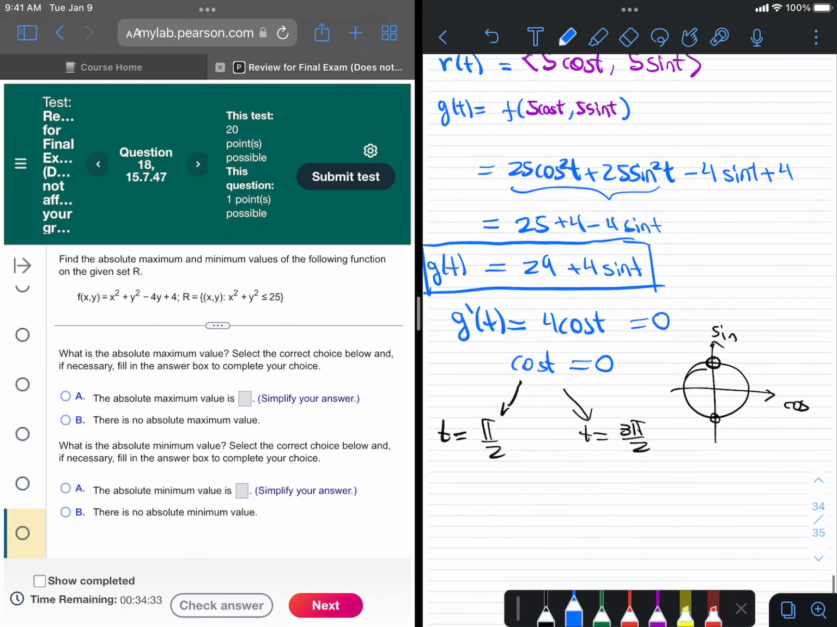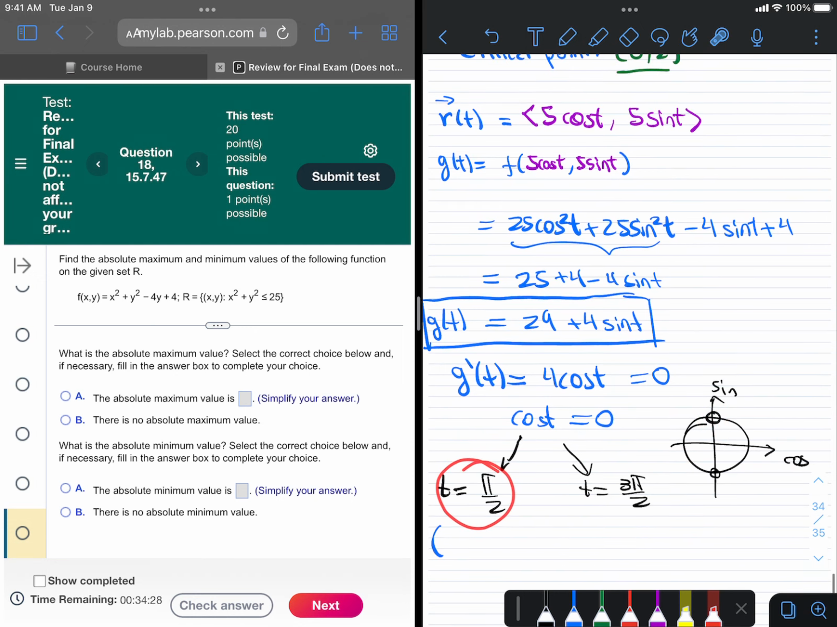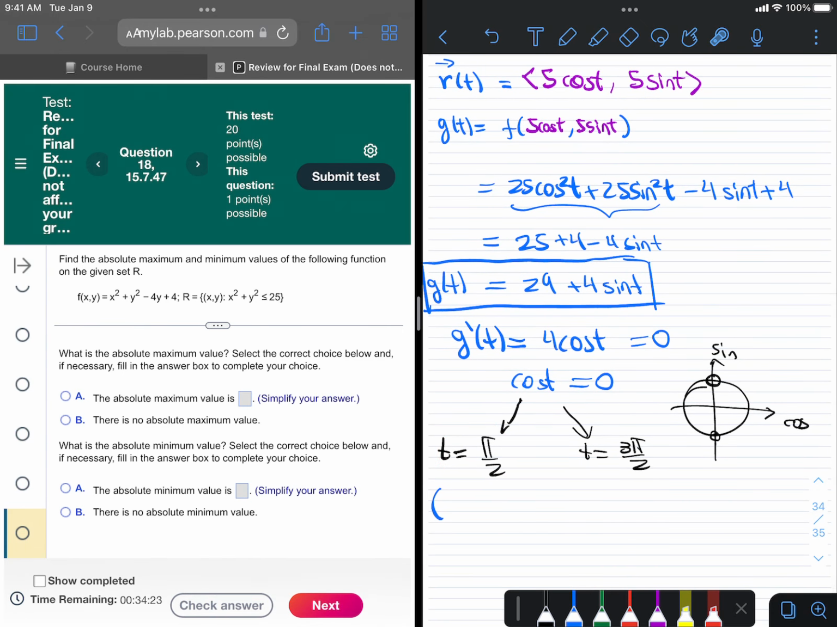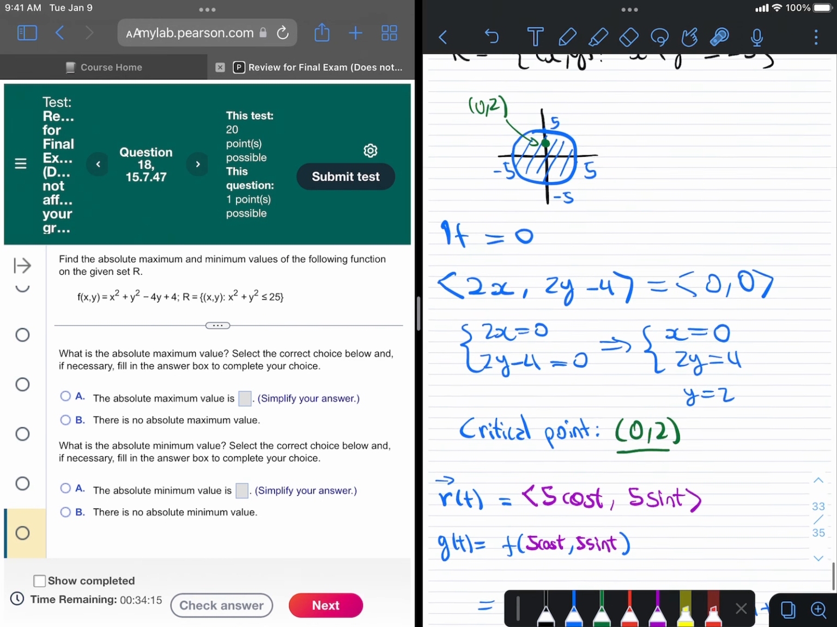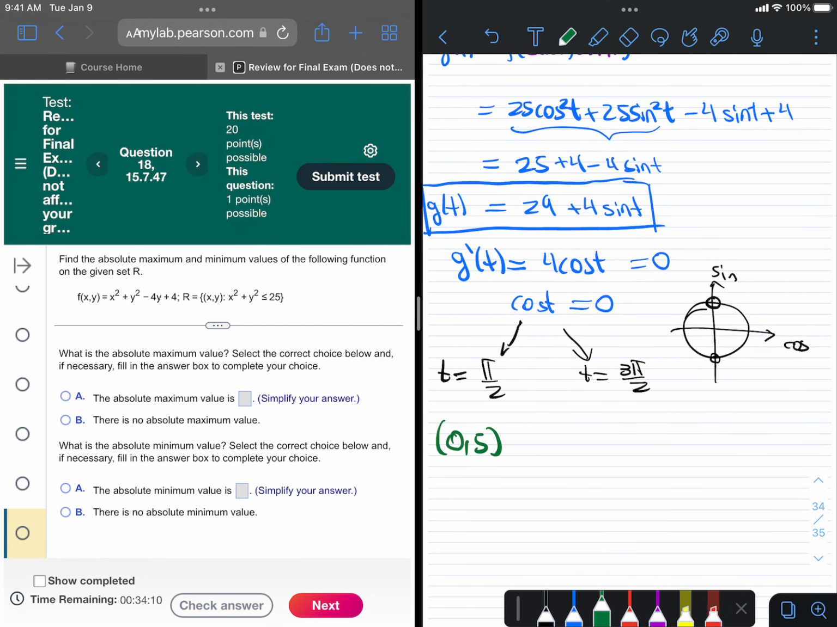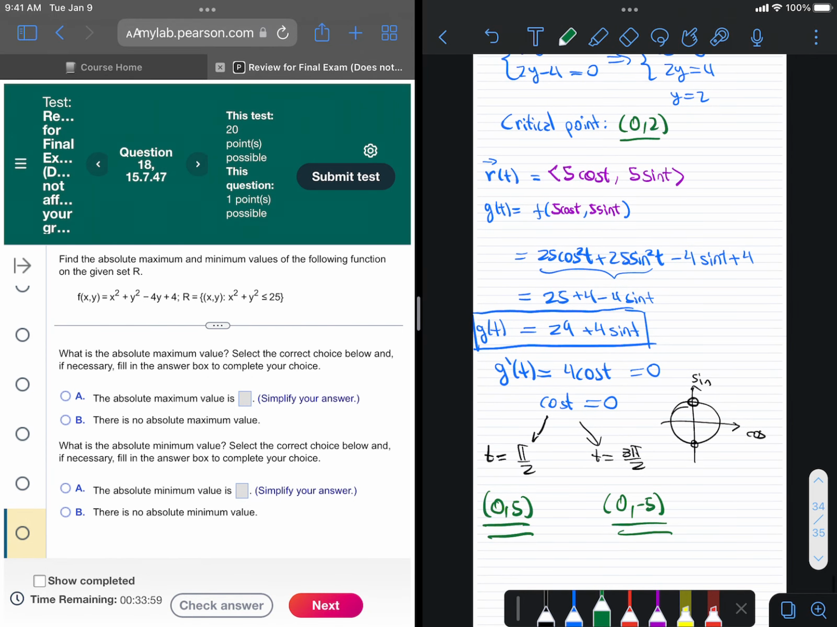Okay? You can also just look and remember what that gives you. You can take the t equals pi over 2, plug it into this to find the coordinates. What you'll get are the coordinates (0, 5), right? These are the coordinates of this point. Also easy to see. And same for (0, -5). So these are the 3 candidates that we found, these 3 points in green there. (0, 2), (0, 5), (0, -5).